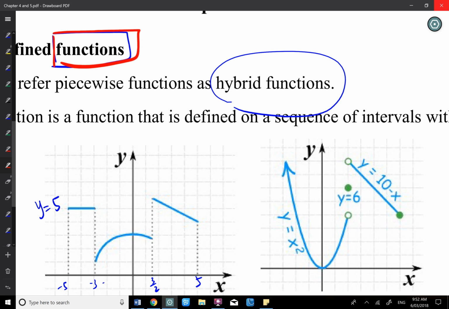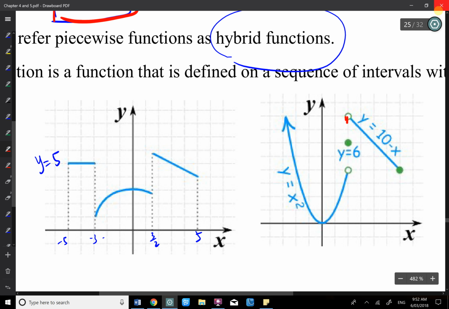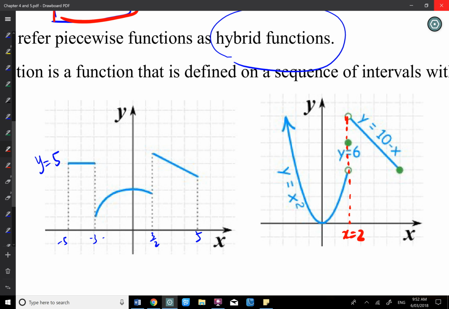So if you overlap the domain, which means the graph will overlap as well for that period of domain, you will have more than one y value. So therefore, you can see if I draw a dotted line here, let's say that's when x equals 2. When x equals 2, can you see the quadratic graph? The domain doesn't include 2 because it's an open circle there. And the domain for the linear doesn't include 2 either because it's an open circle. So the only function that includes x equals 2 is y equals 6.